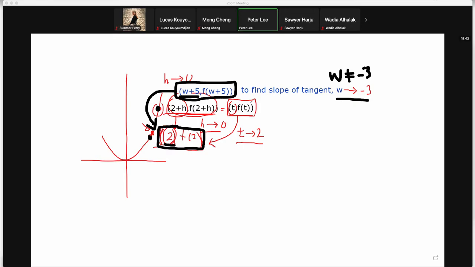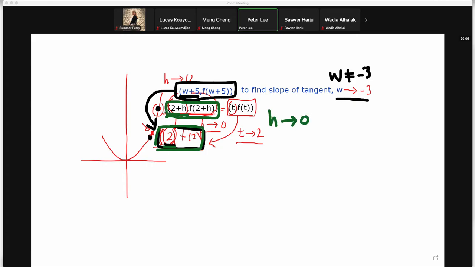So if you now let this point right here be 2 plus h, comma f of 2 plus h, and the fixed point is always 2, comma f of 2 in this case, then now what is this? Now we want to let this 2 plus h approach 2. So in this case, h must approach 0. That's why you have h approach 0.